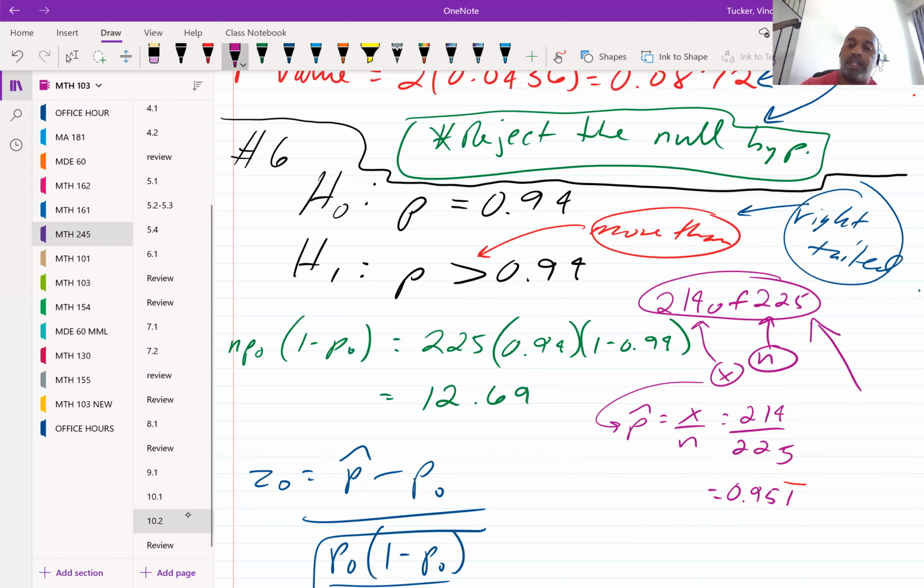In the problem, they said 214 of the 225 was whatever the characteristic was. So that means 214 is X and 225 is our N. That's our people that we surveyed or whatever, the sample size. And so to find P hat, you would do X over N. And so that's what's going on right here.